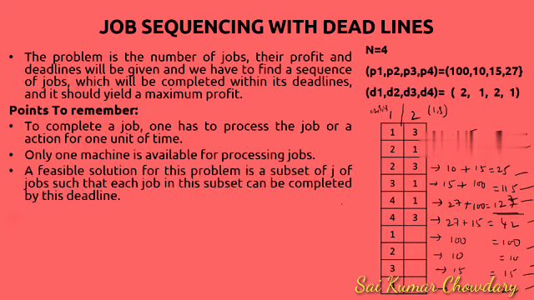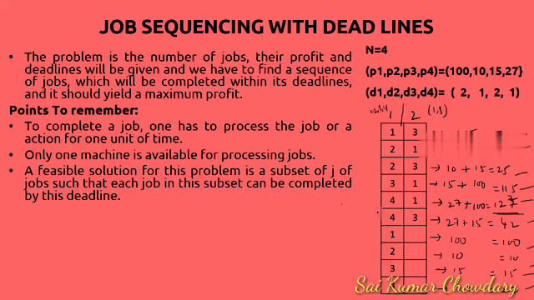A feasible solution for this problem is a subset J of jobs such that, what we have done here, this is what is explained here. So a feasible solution for this problem is a subset of J jobs. So this is a subset, this is also one subset, this is also one subset, like this. Each job in this subset can be completed by its deadline. So we have these many subsets, so each one is a feasible solution.